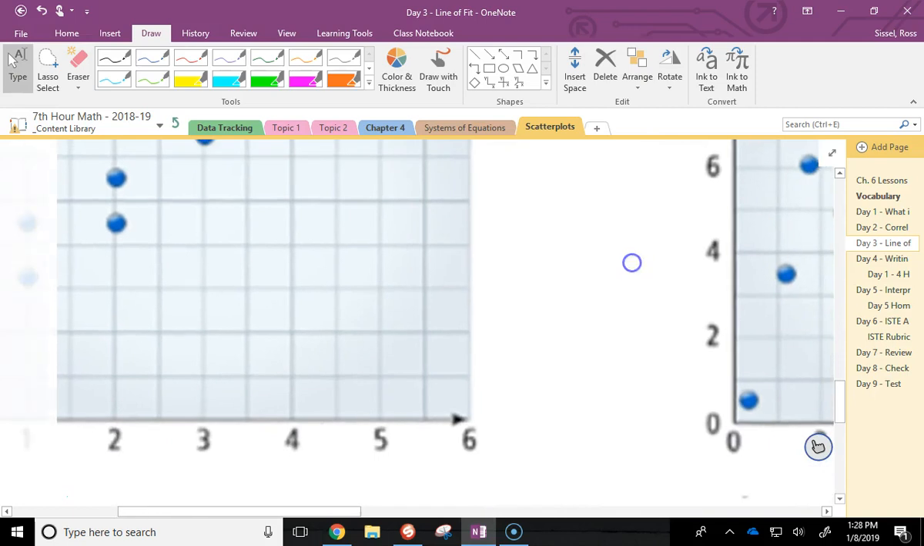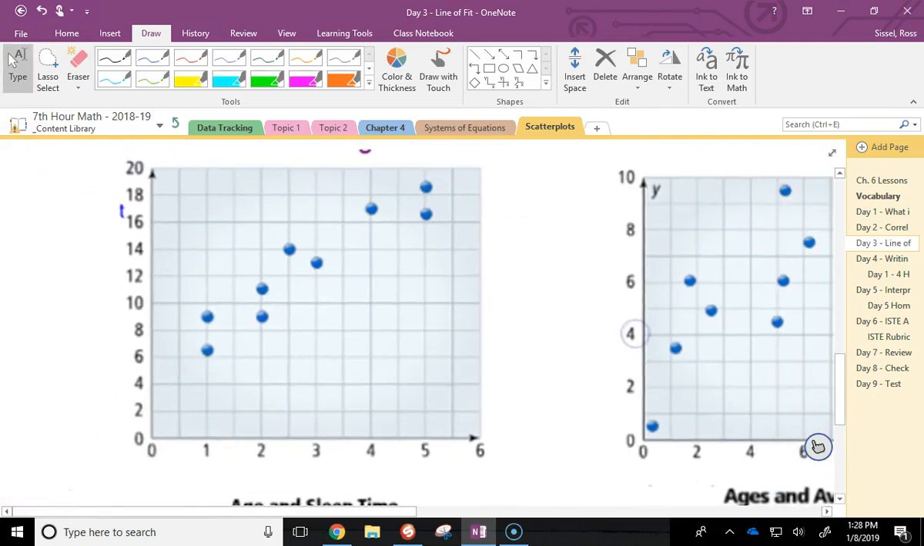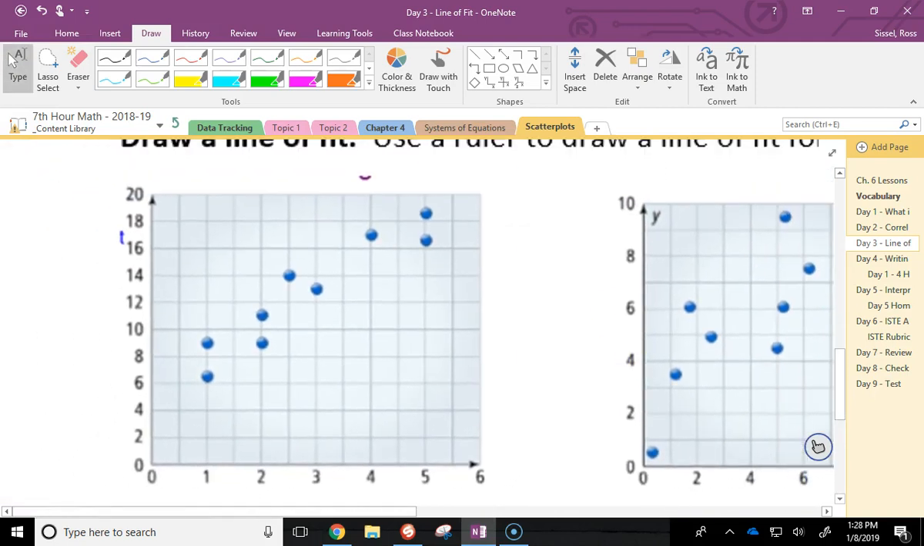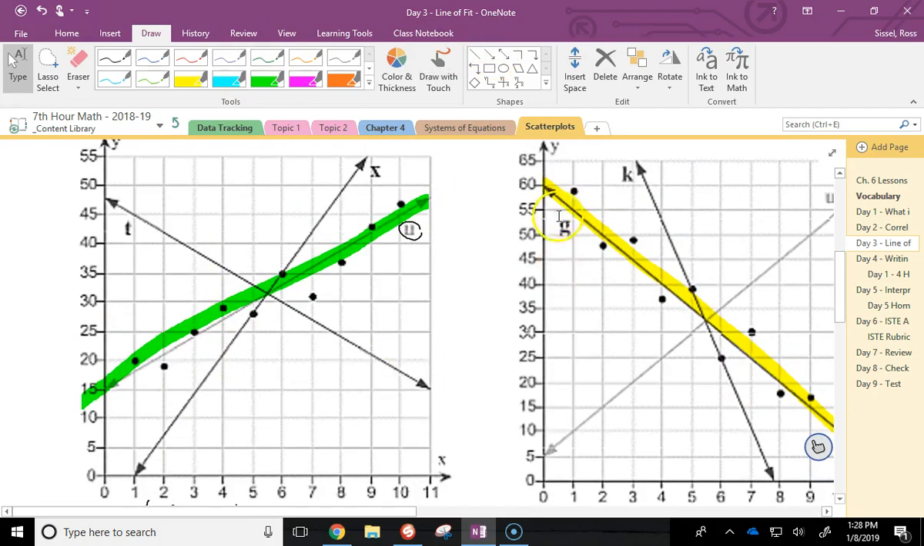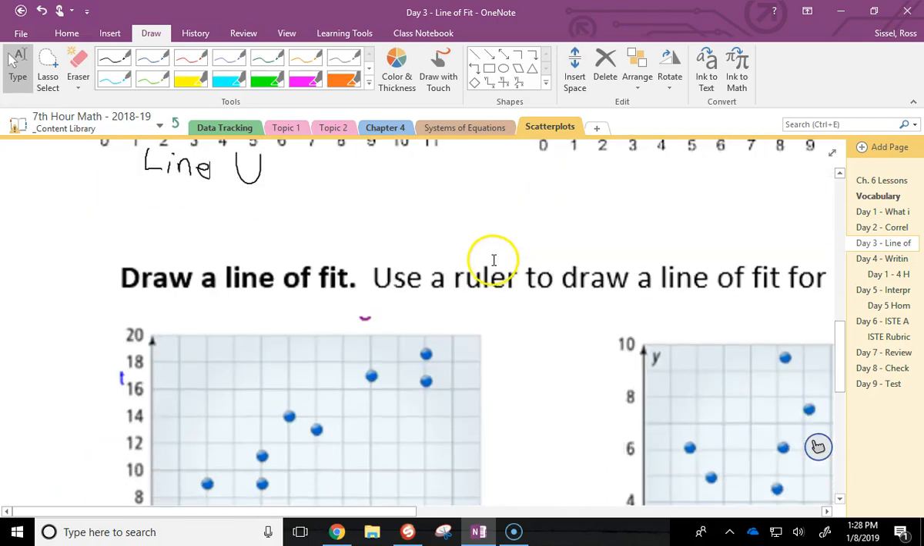Okay, let's do this together. Can you draw a line of fit? We're going to do it together right now. We're going to do 2 examples, and then you're going to do 1, and I'll see for a point. You're going to see why we need this. We'll get to it in a second.